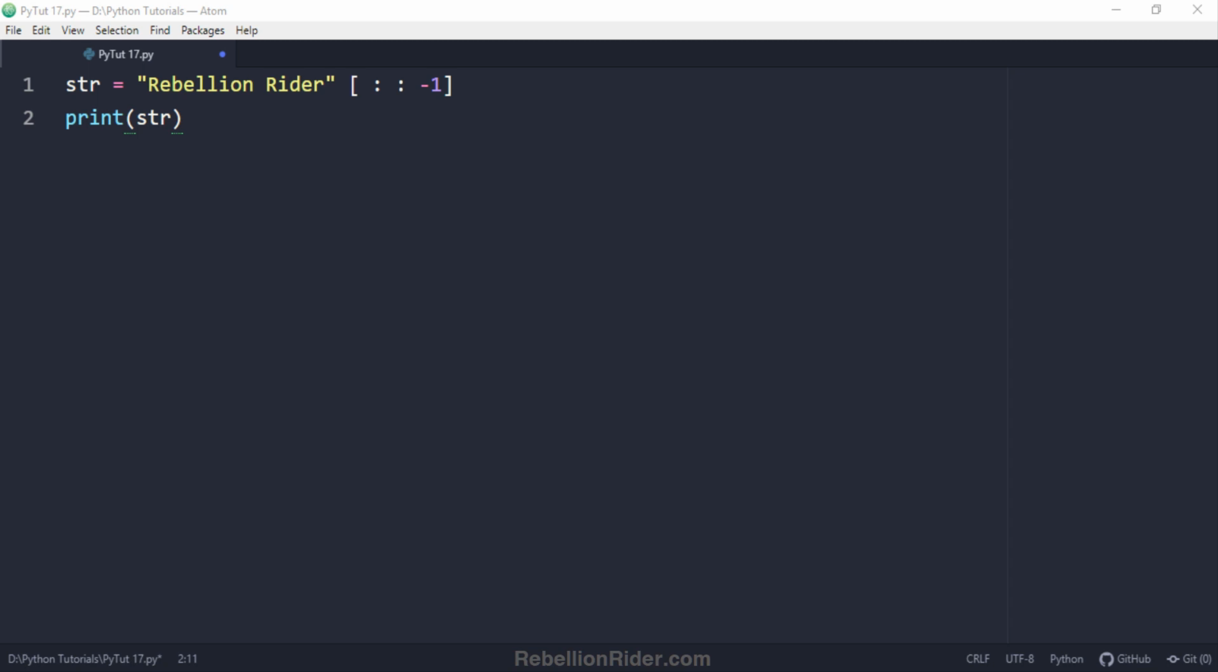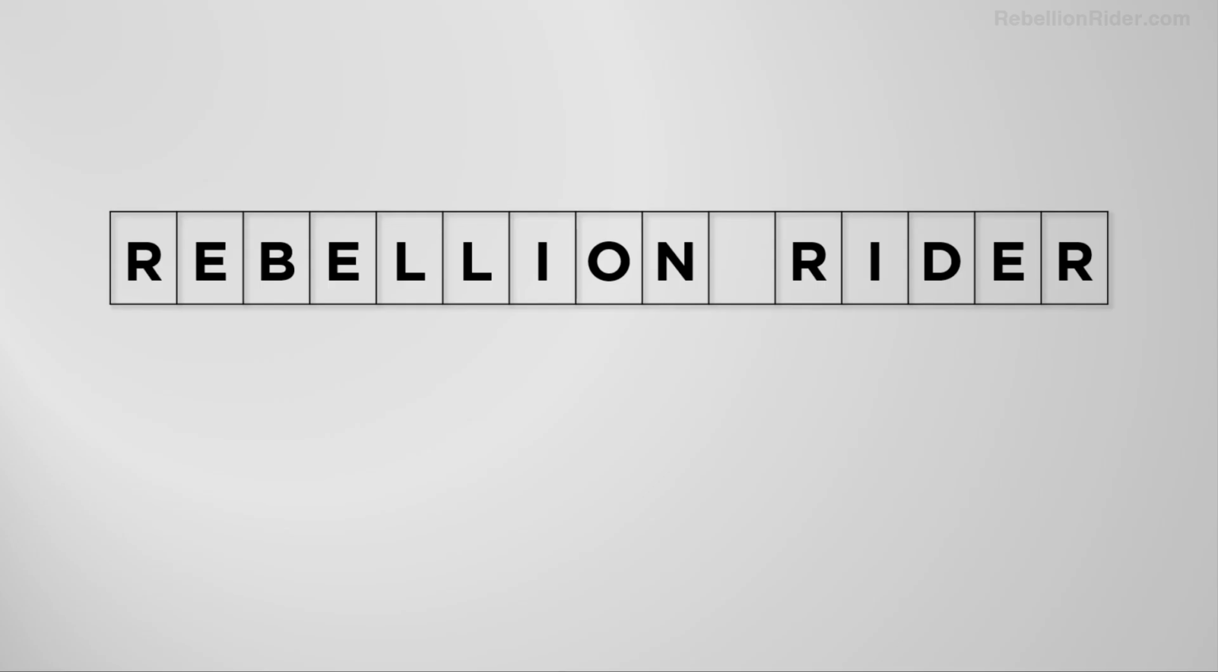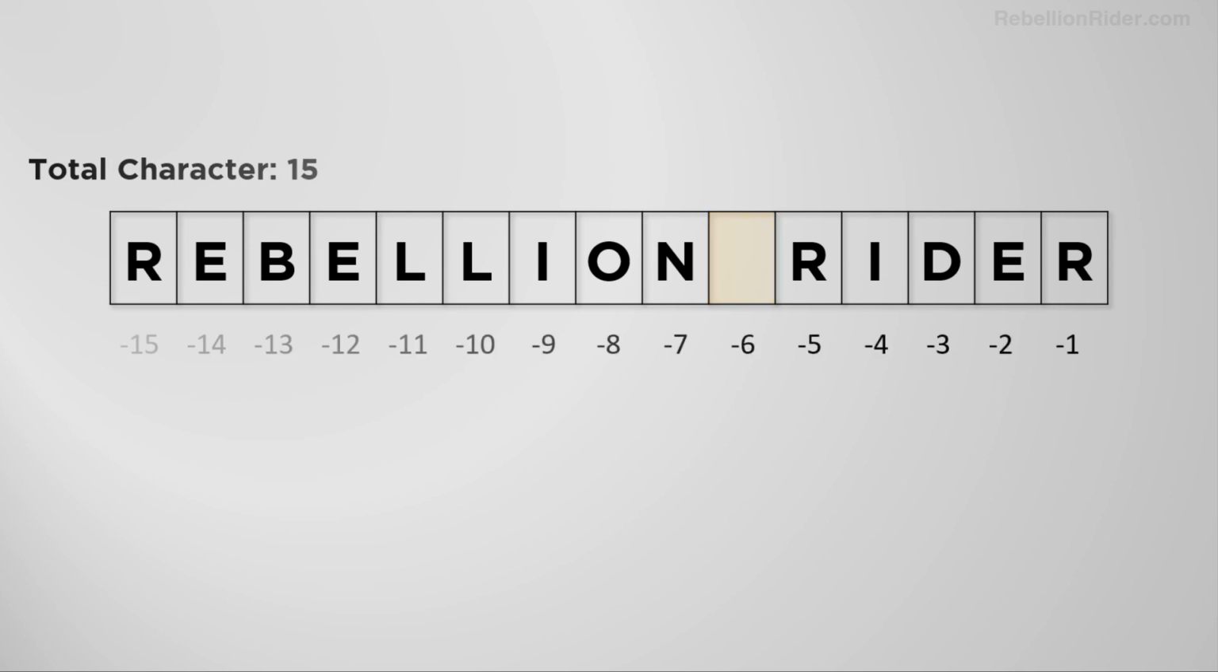As said earlier, the interpreter processes the string from right to left if it finds a negative value for the last flag, steps. Right on your screen is the index chart for our string "rebellion writer". There are a total of 15 characters in this string, including the white space separating both the words rebellion and writer. The negative index numbers for this string will look something like this.